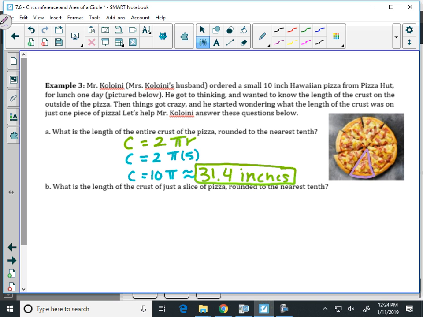1/8 times the circumference, and that will give you the length of one piece. I'm going to leave it in terms of pi first to get the most accurate answer. So I'm going to go back to this circumference.